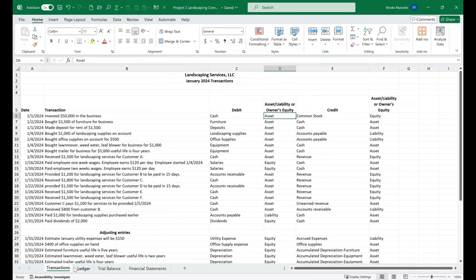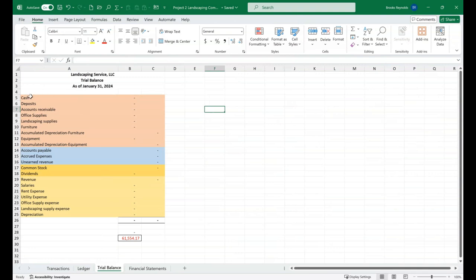Now you can see that we have four tabs here. And this really is an automatic system. So it's going to update the trial balance. This is the trial balance, okay? And as you see, the assets are listed first. The liabilities are listed next. Shareholder equity is listed next, then revenue, and then your expenses.